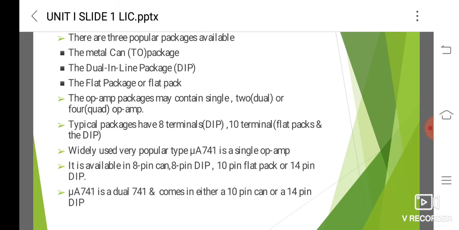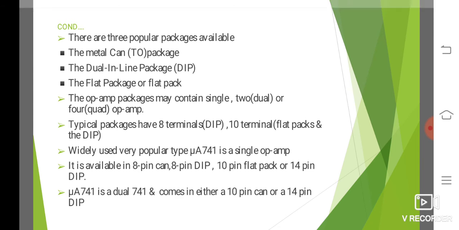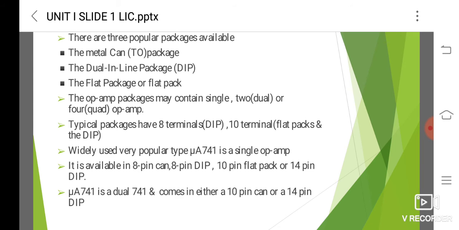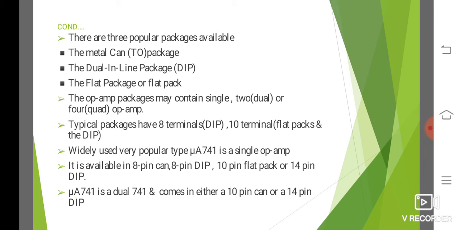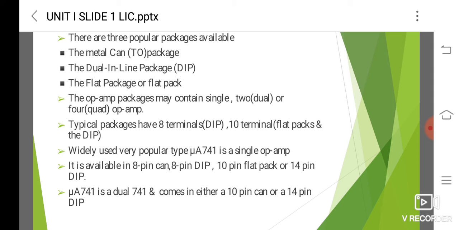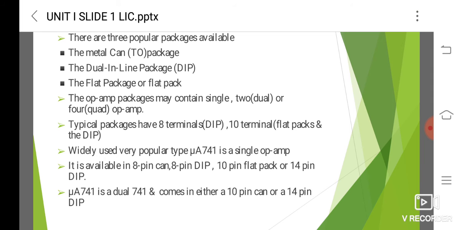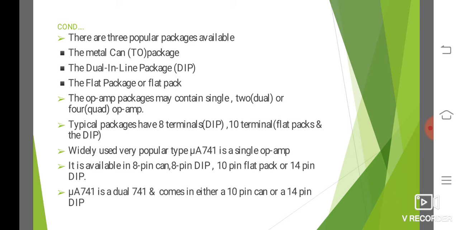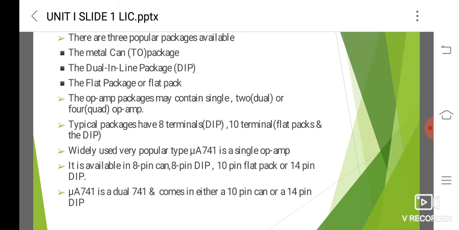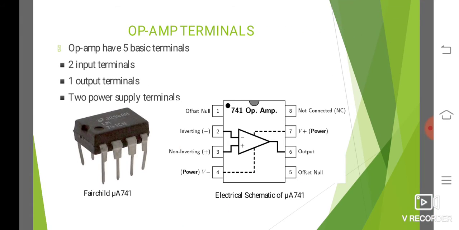Mainly, the popular IC we normally use is the μA 741, and it is a single op amp, available in 8 pin can, 8 pin DIP, 10 pin flat pack or 14 pin DIP. In the case of the μA 741, there is also a dual 741, which comes in either 10 pin can or 14 pin DIP. Now we can see the op amp terminals.